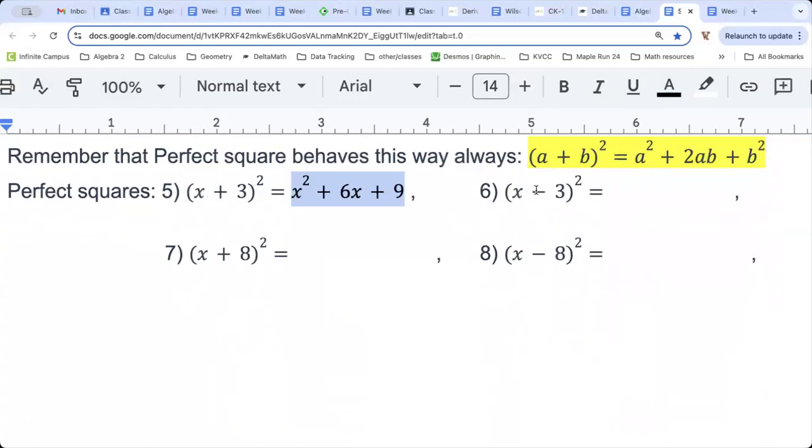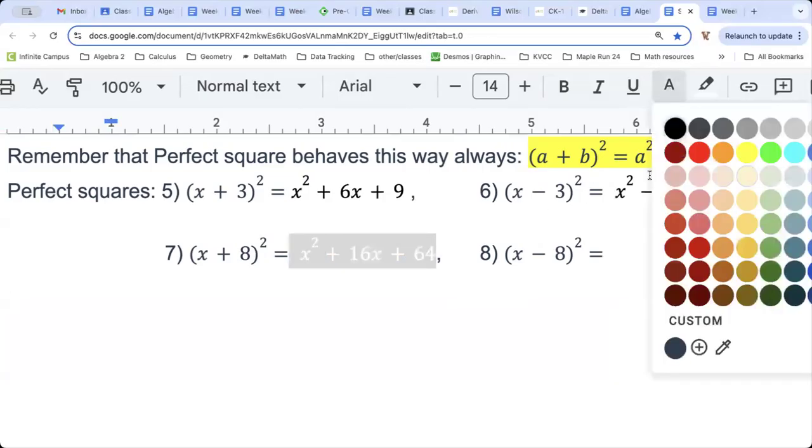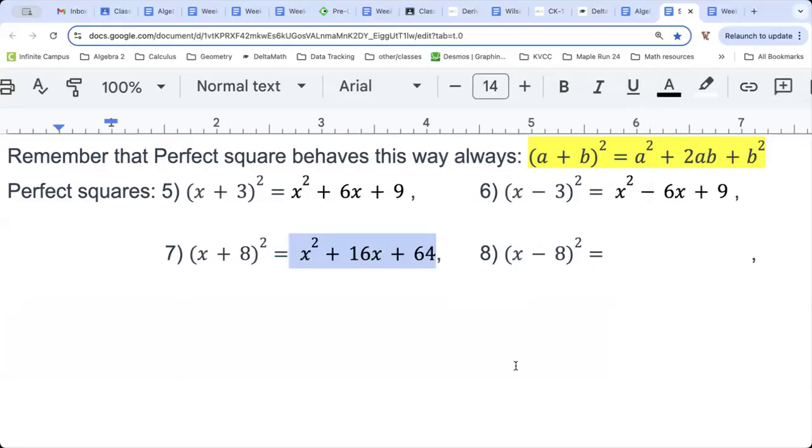Okay. What if you have a negative sign there? The only thing you will realize is that the middle term will be negative. x squared, and the last term is always positive. The negative sign will only go into the middle term. So this will turn into x squared plus 16x plus 64, because you double that up.